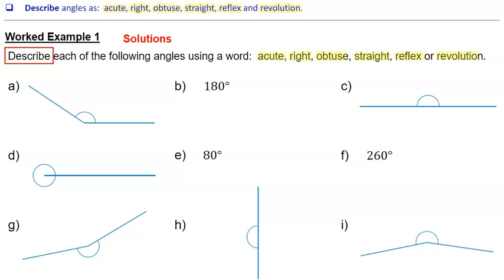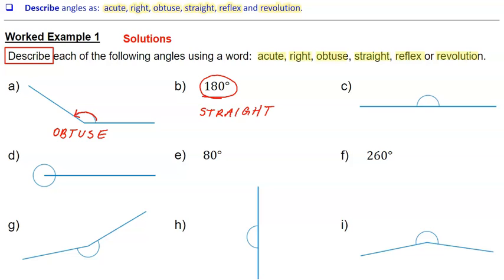In part A, look at the angle arc which is here. This angle looks greater than 90 degrees, less than 180 degrees. The best word for this angle is obtuse. In part B, this is exactly the size of a straight angle.